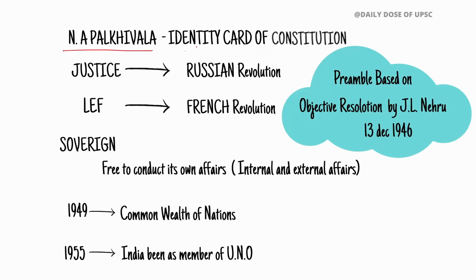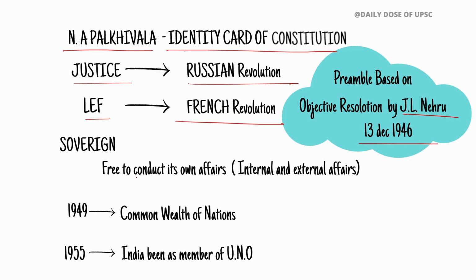N.A. Palkhivala described the preamble as the identity card of the constitution. And we know that justice is taken from the Russian Revolution, and liberty, equality and fraternity are taken from the French Revolution. The preamble is based on the objective resolution which was moved by Jawaharlal Nehru on 13th December 1946. Let us understand every keyword in the preamble in detail.